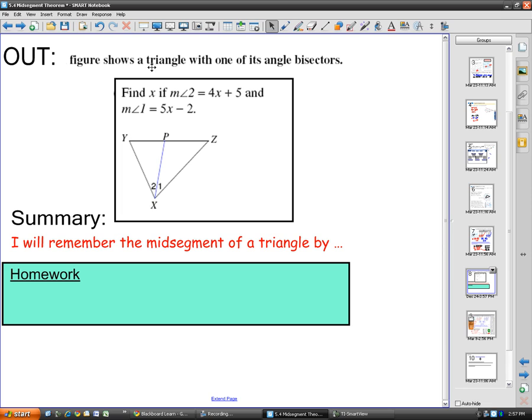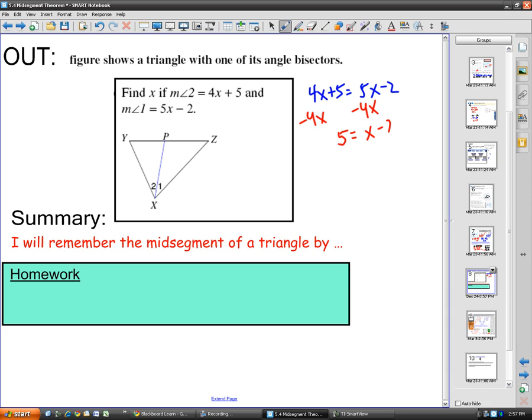Now this goes back to what we did before. So what do we know about the two angles? Well, if it's an angle bisector, we know that the two angles are equal. So 4x plus 5 is going to equal 5x minus 2. If I set those equal to each other and solve for x, I could then find angle 1 and angle 2. So following my steps of algebra, subtracting 4x across the equal sign, I end up with 5 equaling x minus 2. And if I then add 2 across the equal sign, x equals 7.